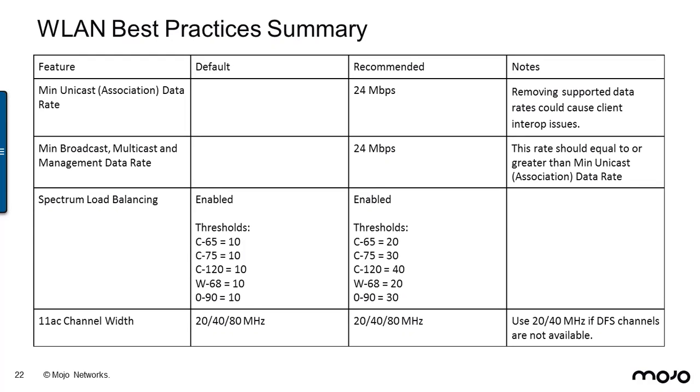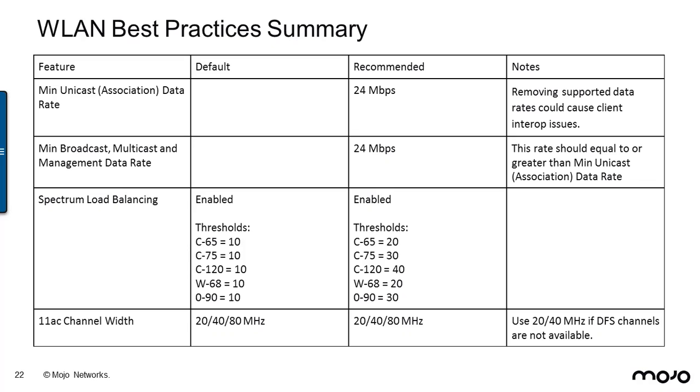Let's see. Yeah. So for instance, spectrum load balancing would depend on the model AP because of the ratio of 2.4 to 5 gigahertz clients, really it depends. So as the AP becomes more powerful, the thresholds go up. Like for instance, the default threshold for the C120, and for that matter, all of the APs for spectrum load balancing, band balancing, would be 10. But as you see, for the C120, we set that to 40. So we have those kinds of recommendations in the guide.